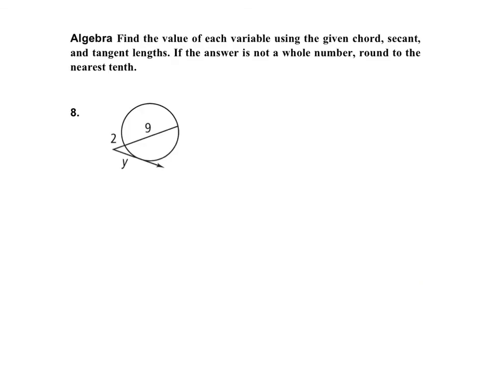See a couple of x's, right? So now I want to find this little piece right here. So again, it's 2, that is this outside part, times the sum of the segment. So the whole segment right there, so it's 11, equals this one squared because it's a tangent. Right, so I have 22 equals y squared. And now I'm going to take the square root on both sides. So y equals 4.7 units.